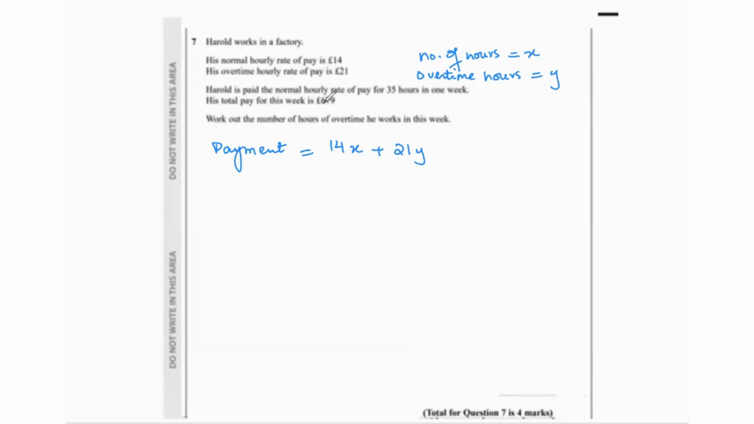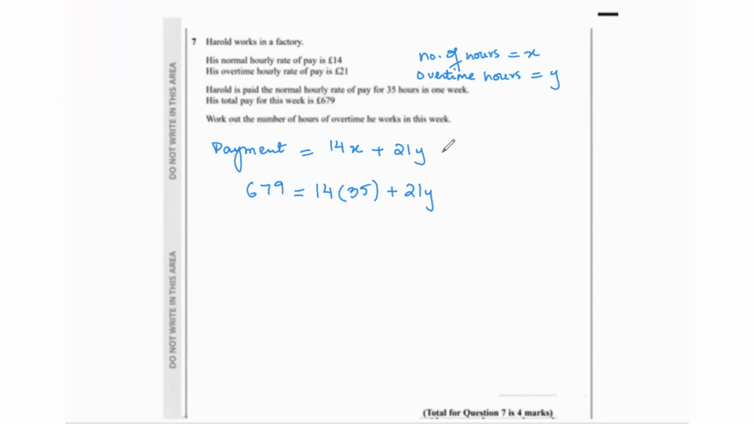Harold is paid the normal hourly rate of pay for 35 hours in 1 week. His total pay for this week is £679. So 679 equals 14 times 35, because for 35 hours he was paid the normal hourly rate, so X is 35, plus 21 times Y.